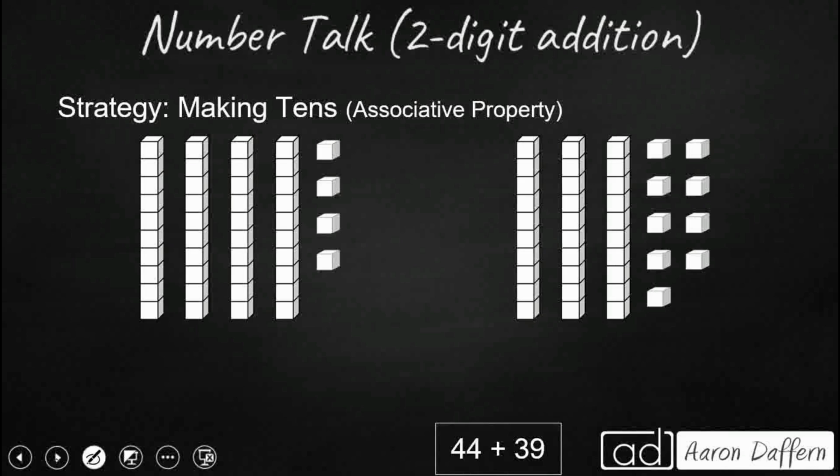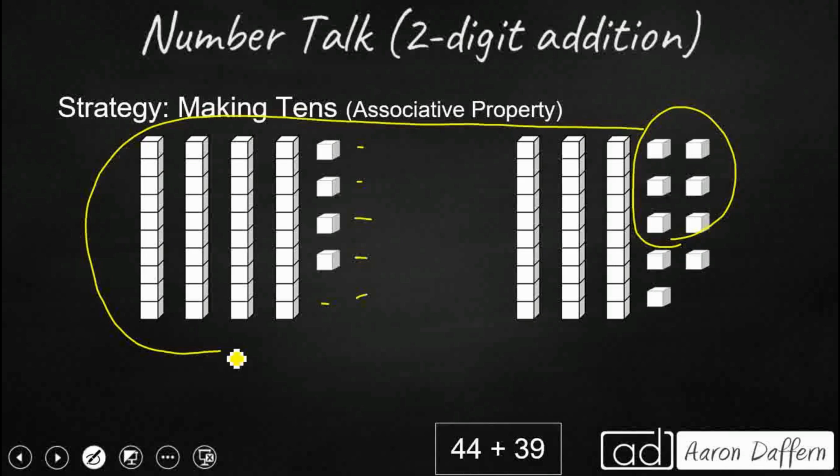And so what we do is we look at our first addend here, 44, and we think, how far away is it from our next 10? 1, 2, 3, 4, 5, 6. We should always know how far numbers are away from the next 10. So it's 6 away. So what I'm going to do is I'm going to take 6 from my 39 and add them together with my 44, because I want to get it up to a 10, because that's going to let me do the rest of the addition without any regrouping.